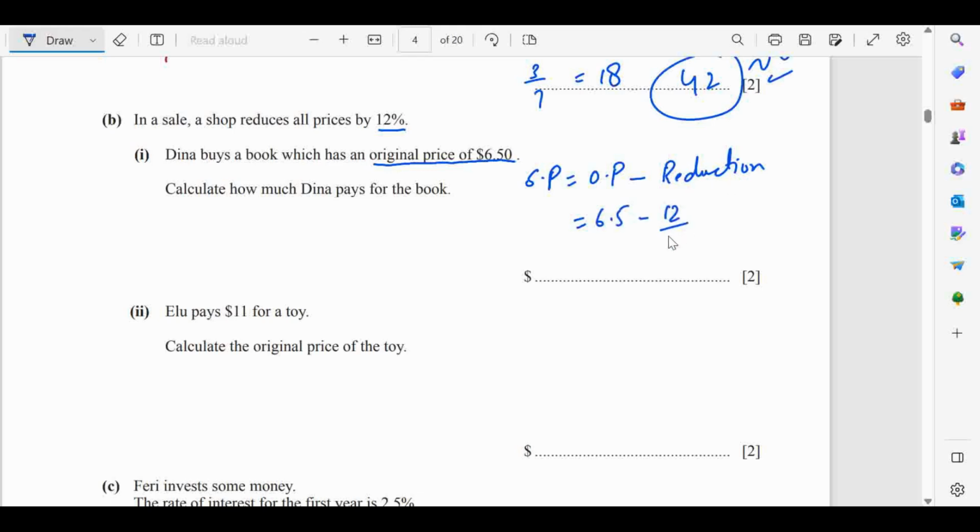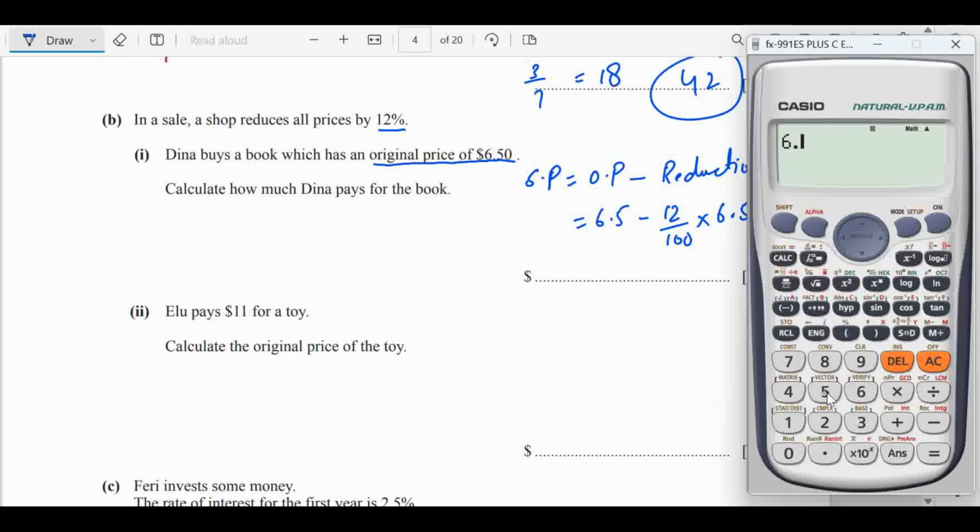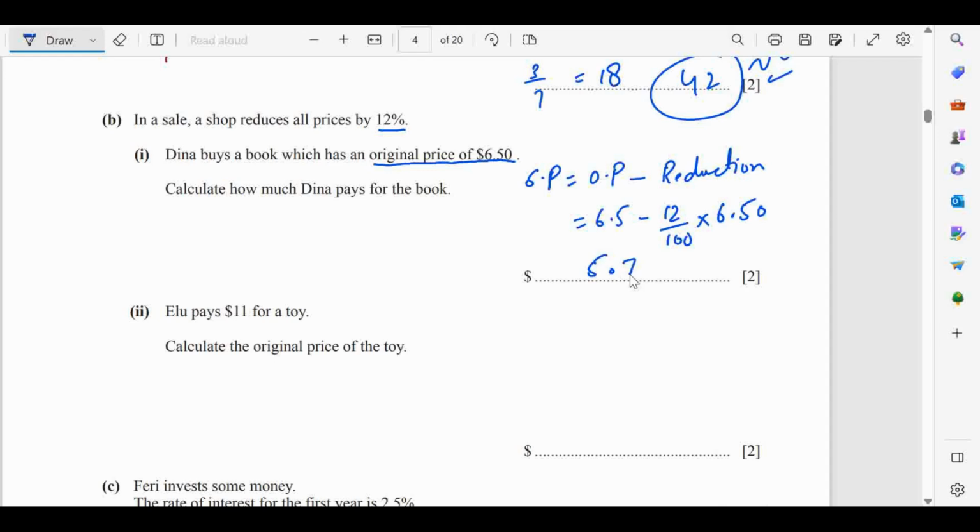So 12 divided by 100 multiplied by the original price, that is 6.50. So if we simplify it, 6.50 minus bracket 12 divided by 100 multiplied by 6.5, this will be equal to 5.72. This will be the final answer. Let's move to the second part.